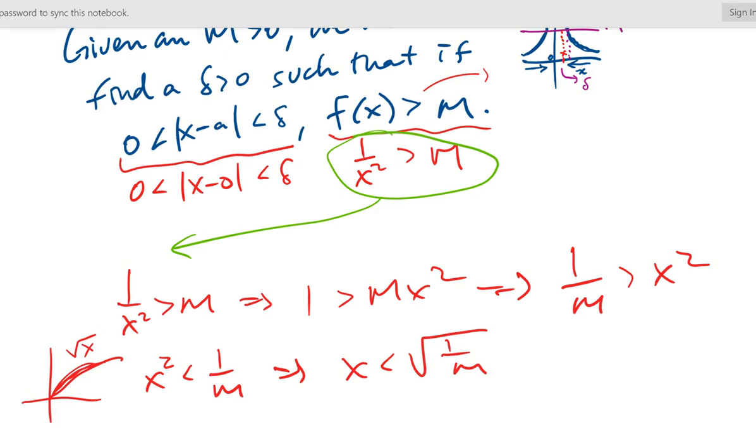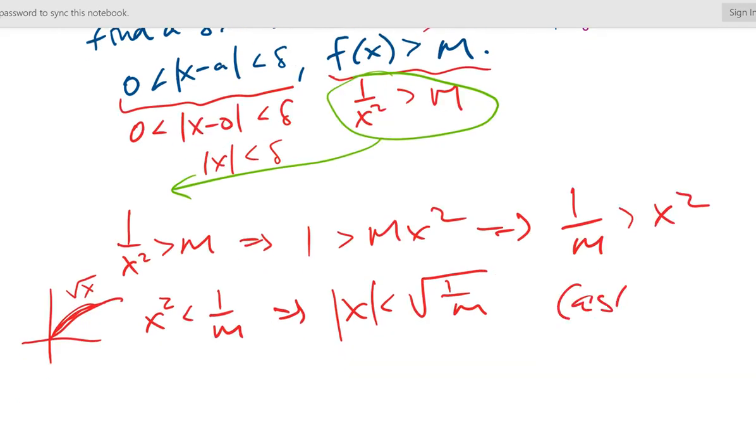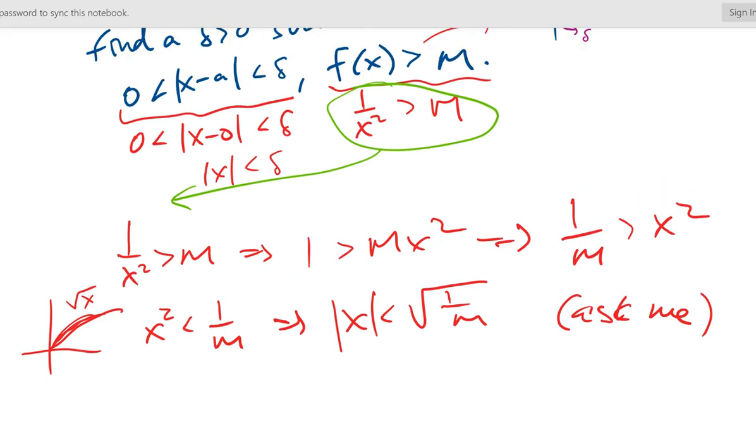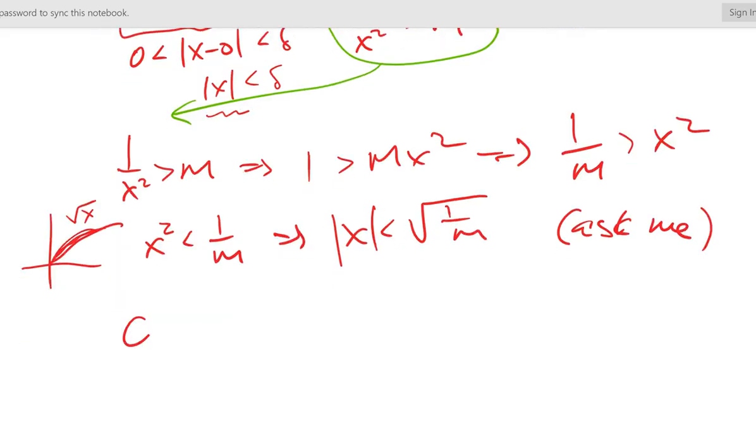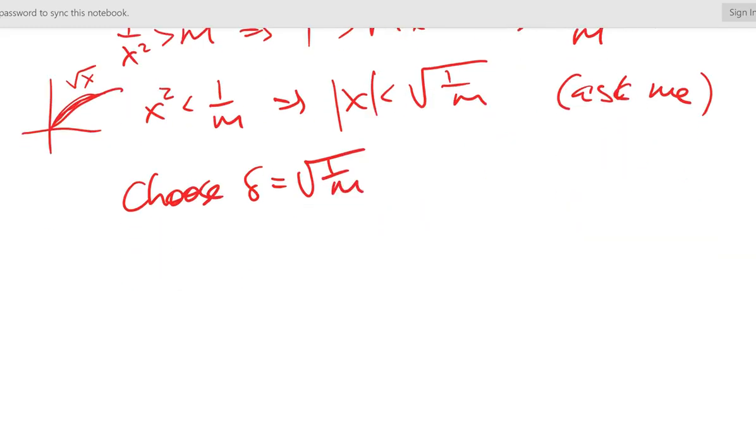Okay, so we're at this point. That's what we needed here, because this absolute value of x is less than delta. By the way, when you take the square root of x squared, it's the absolute value of x. So ask me about this if you need to. Anyway, I have absolute value of x by itself, so I'm going to choose delta to be equal to square root of 1 over m. Okay, so now here's the proof.